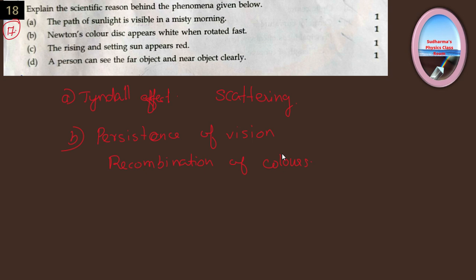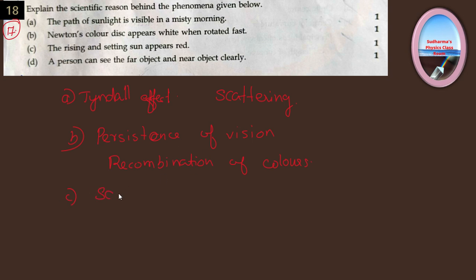So Newton's color disk has all the 7 colors of white light. When it is rotated really fast, our eye will perceive it as white color, because when all the 7 colors combine together, they form white light, and we observe it as white light because of the persistence of vision.